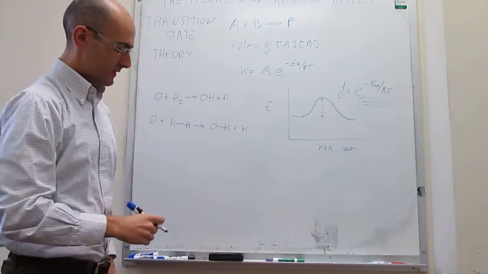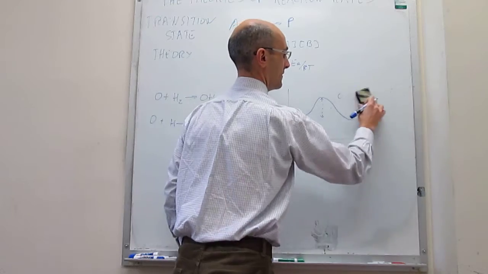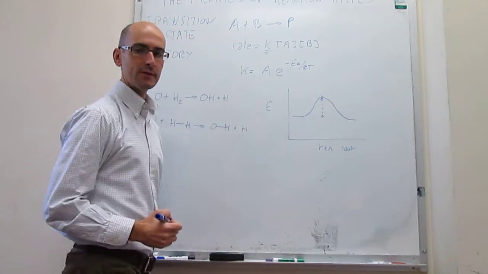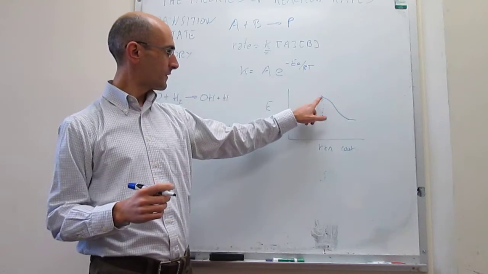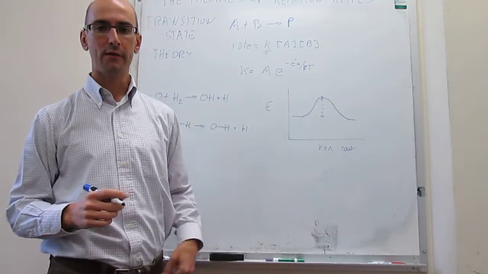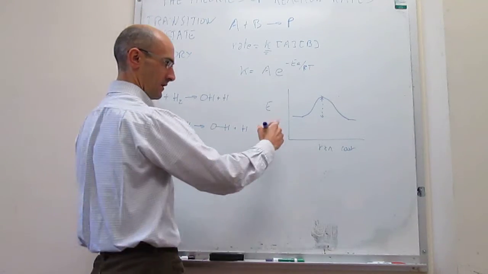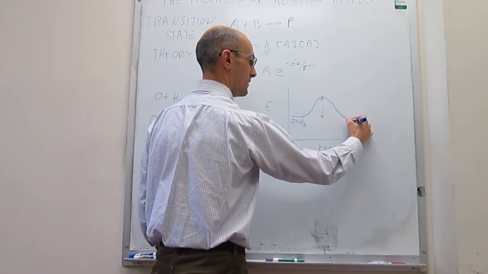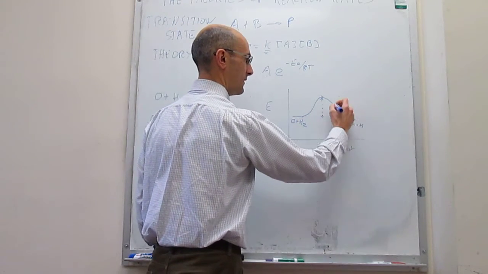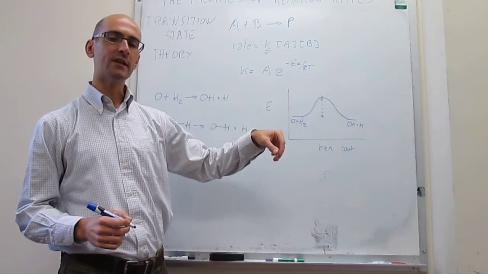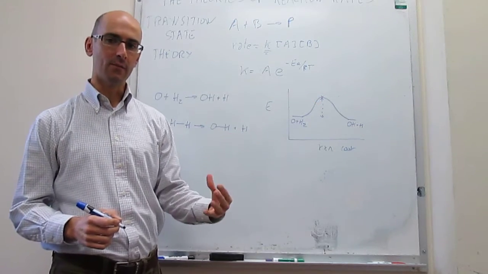And the focus of transition state theory is going to be right at this point. That point is the point of maximum energy along the minimum energy reaction path connecting reagents and products. So we will plot here, to use the same example, O plus H2 and OH plus H. At this point right here, that's where we have the transition state, also called an activated complex.